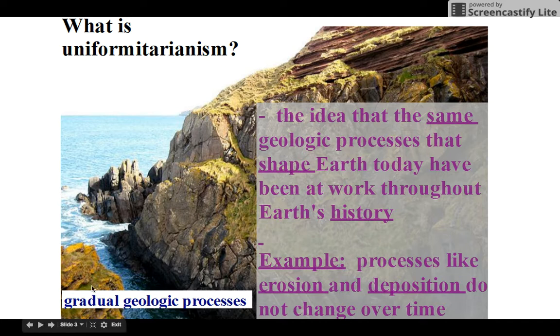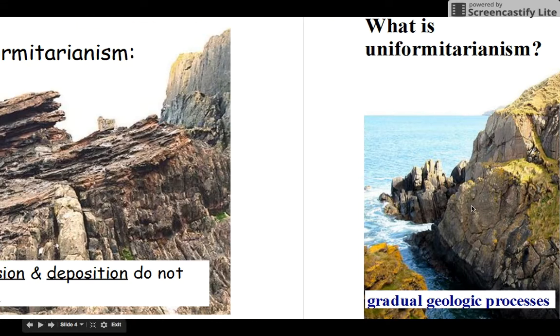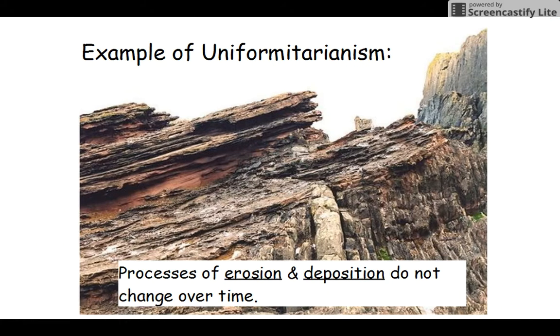So down here I have that this is a gradual geologic process. Okay, so think of gradual as being very slow. If we looked back at this rock formation 100 or 1,000 years from now, it's going to look pretty much the same. There will be changes, but to our normal observing eye, we are not going to see that there are any changes. So example, this is the very last part of your paper of uniformitarianism: processes of erosion and deposition do not change over time.